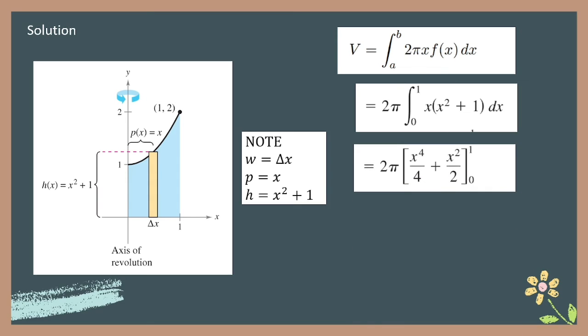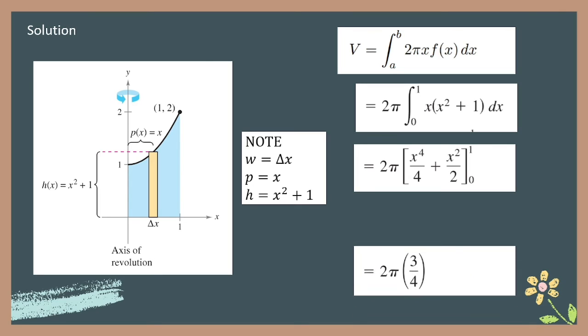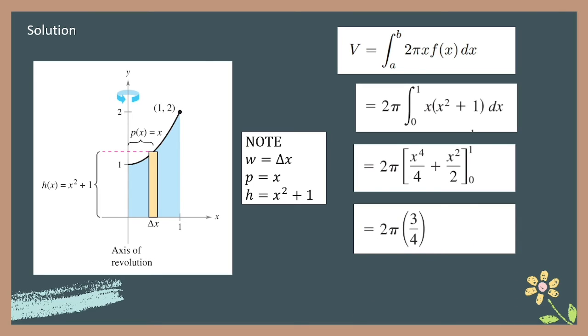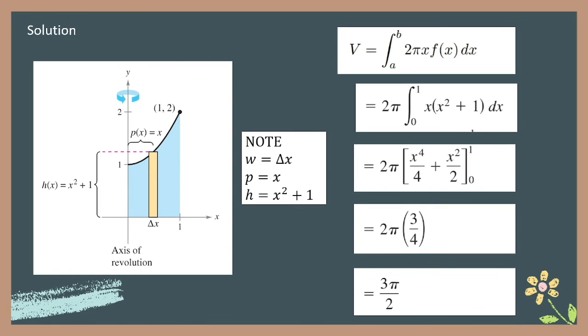So we have here integration. We have 2 pi times x to the fourth over 4 plus x squared over 2 evaluated from 0 to 1. And then we have 2 pi times 3 over 4, or 3 pi over 2.